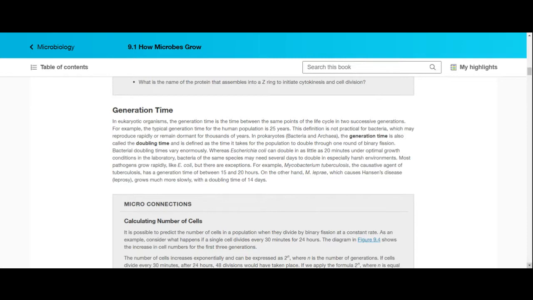Most pathogens are going to grow pretty rapidly. That's why we put our things in the incubator for 48 hours and we come back and we have a lot of growth that we can observe, because the doubling time is fairly short, somewhere between 20, 30, 40 minutes. Some, like you see here, Mycobacterium tuberculosis, generation time of 15 to 20 hours. So it grows a lot slower. And we do see that with some other bacteria.